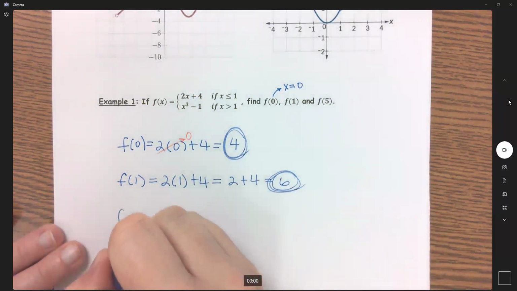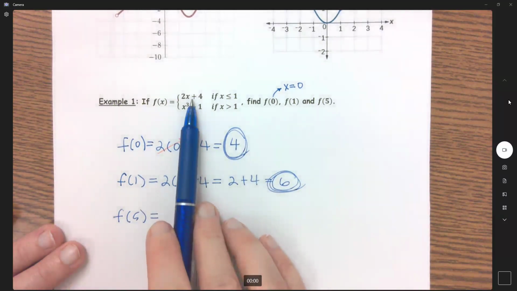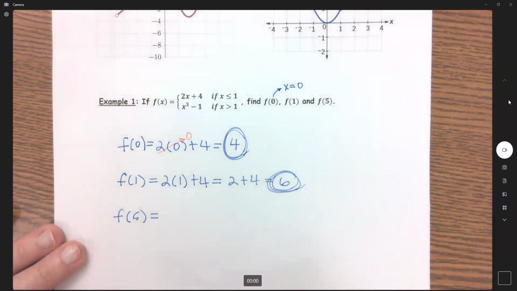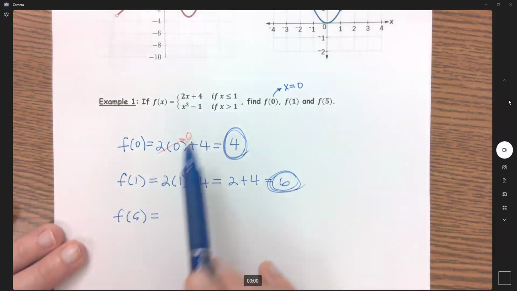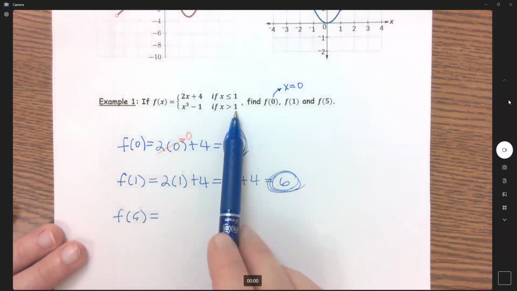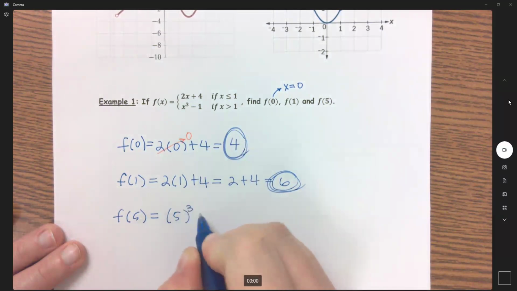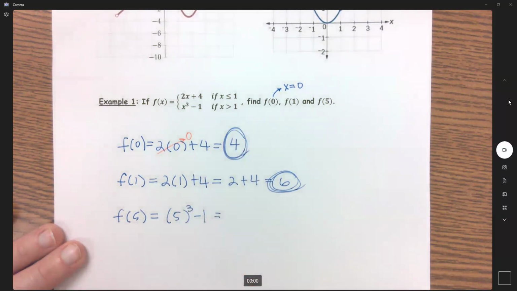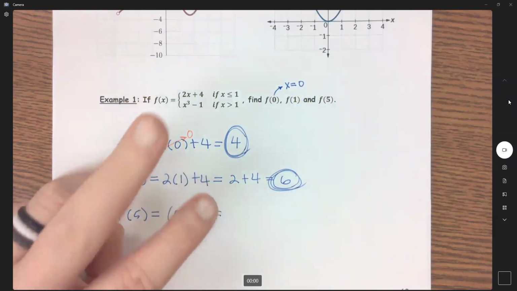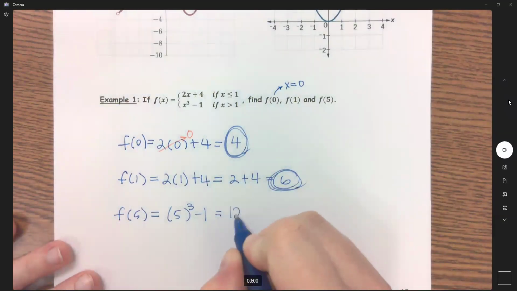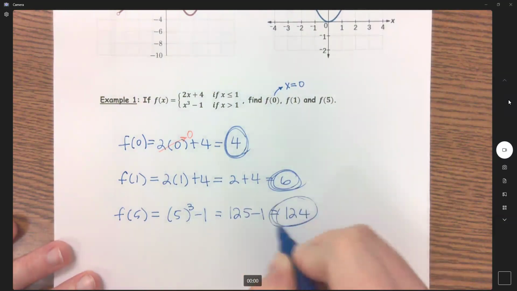My last one, f of 5. Am I using the top equation or the bottom equation? Here, because my x is 5, that means x is greater than 1. So I'm going to use this bottom one here. So I have 5 cubed minus 1. 5 cubed is not 5 times 3. It is 5 times 5 times 5. So that will be 125. And then minus 1 will be 124.